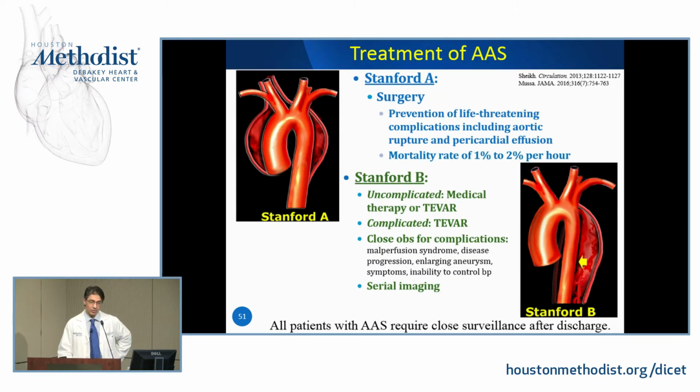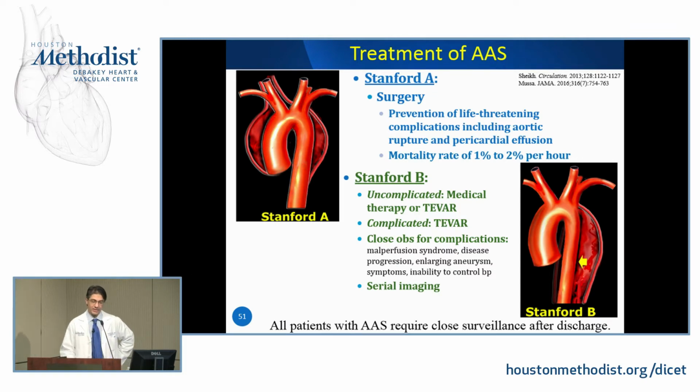Treatment is simple. If it's Stanford A, they're going to surgery. That's the class 1 indication. They have some trials under way for stent grafts, but for boards, it's simple: type A goes to surgery. Stanford B, you now have a choice. If it's uncomplicated, it's medical or TEVAR. And if it's complicated, it's TEVAR. And that's becoming more and more apparent to us as we go along.